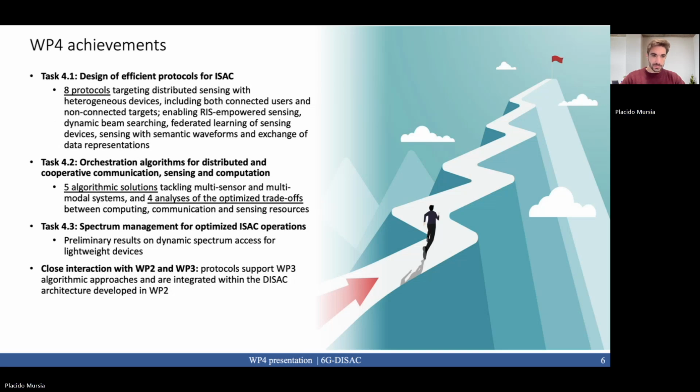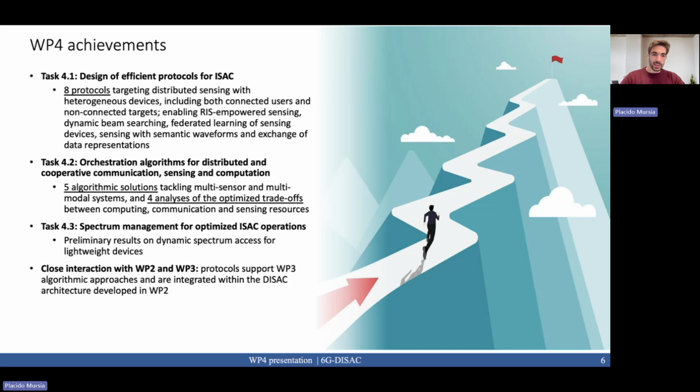In the second task on orchestration algorithms for distributed and cooperative communication, we have proposed 5 algorithmic solutions that tackle multi-sensor and multimodal systems. And we have 4 detailed analyses of the optimized trade-offs that exist between computing, communication, and sensing resources. And in task 4.3 on spectrum management, we have some preliminary results that I will detail later on dynamic spectrum access, which is tailored for lightweight devices.